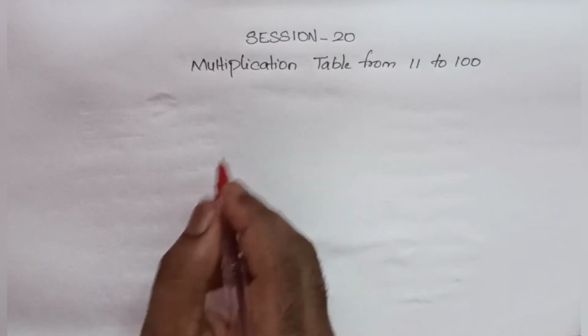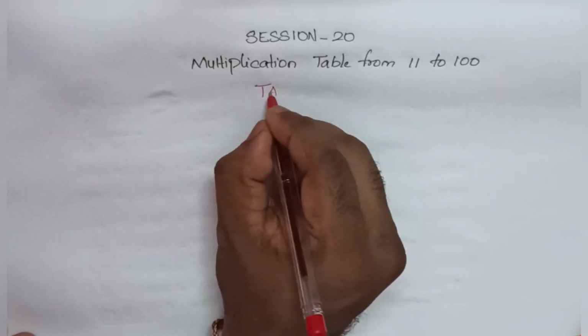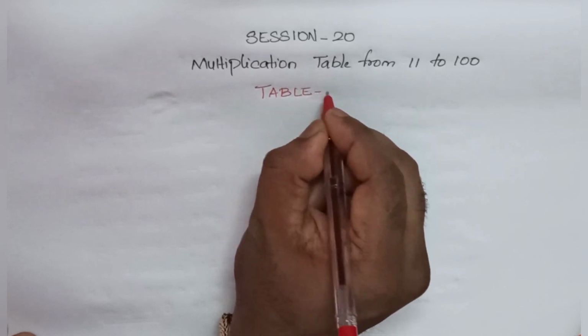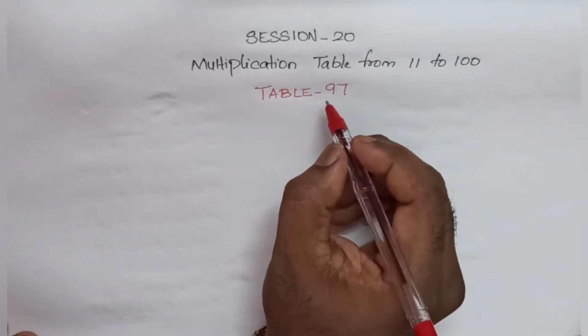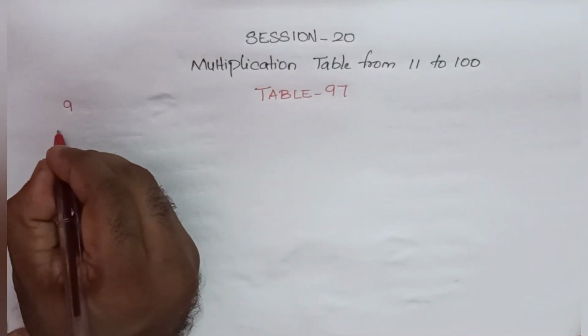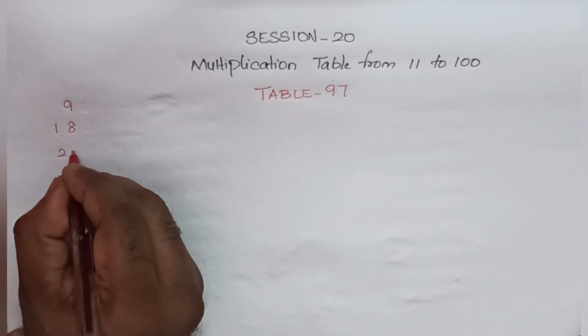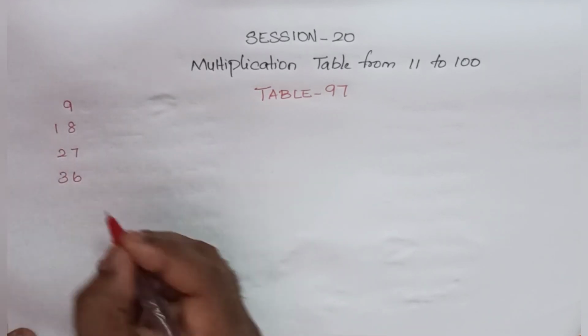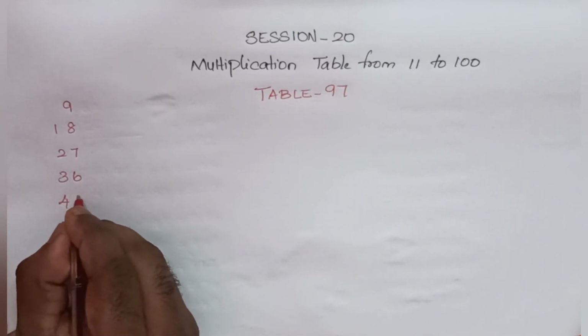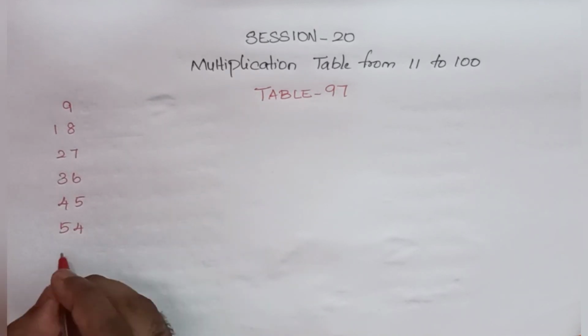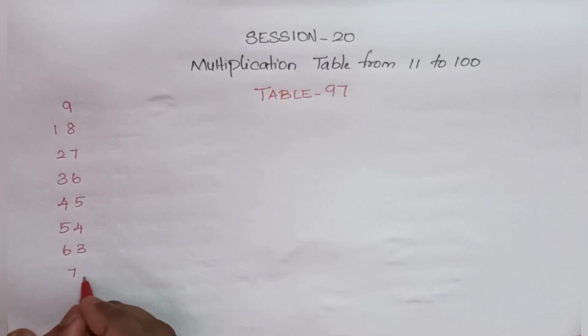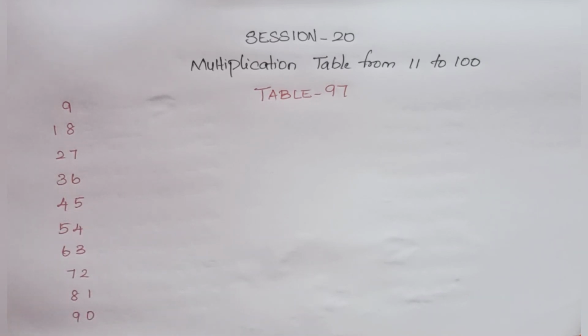Let me see the table of 97. So first of all, you have to write the 9th table, then the 7th table, then join both the digits. So 9, 18, 27, 36, 45, 54, 63, 72, 81, 90. Okay, the 9th table is over.